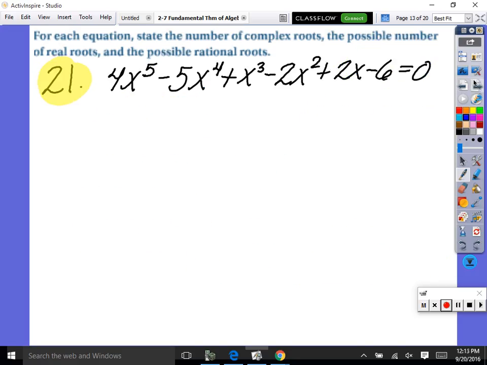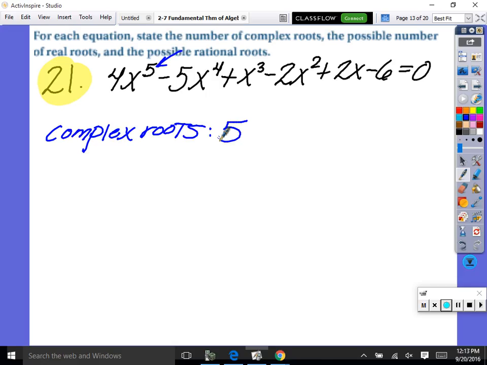Okay, let's do 21. Here we go. So we're going to answer the complex roots. So how many complex roots? That's just the fundamental theorem of algebra. That's the highest degree because it's any root. So isn't this definitely going to have 5 solutions? So the possible complex roots is definitely 5.